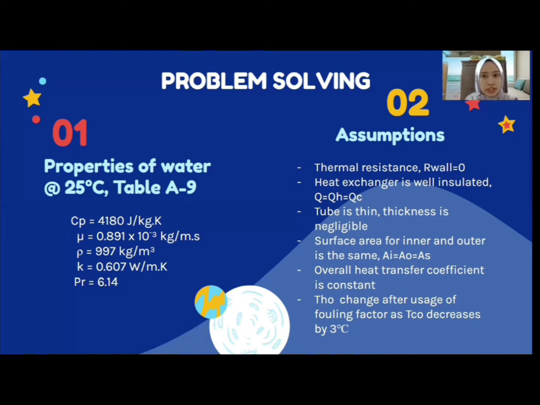And from the question also, we made some assumptions. The first one is there is no thermal resistance, so the R wall is equal to 0. And the heat exchanger is well insulated, so the rate of heat transfer of the hot water is the same as the rate of heat transfer of cold water. The tube is thin, so the thickness is negligible. The surface area for inner and outer surface is the same. The overall heat transfer coefficient is constant.